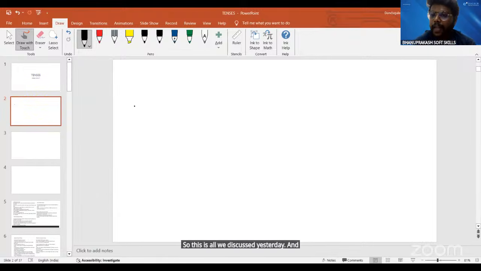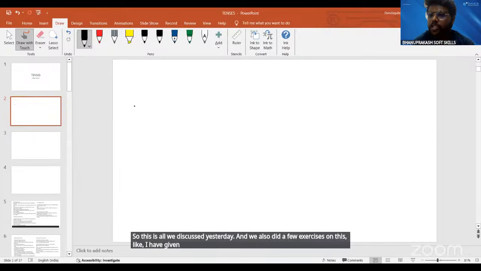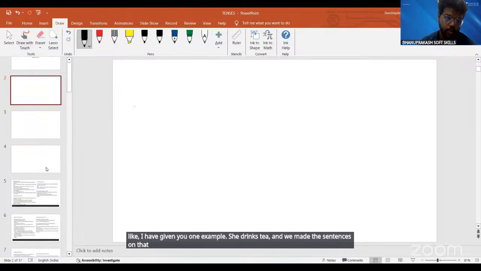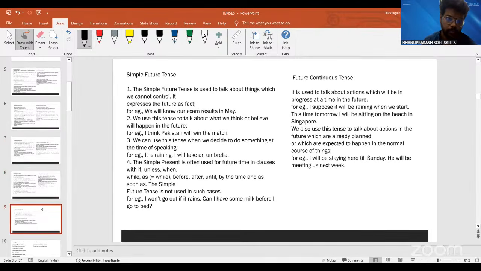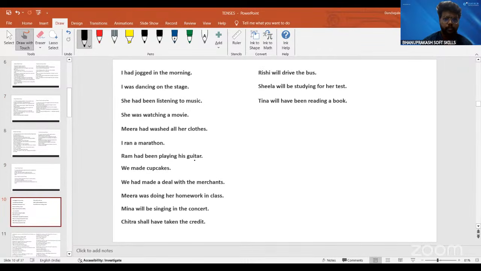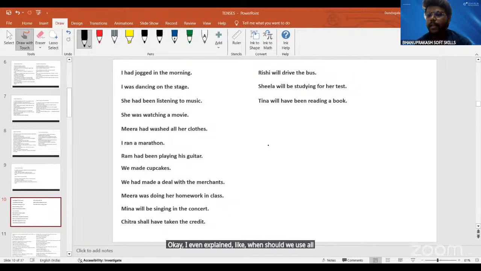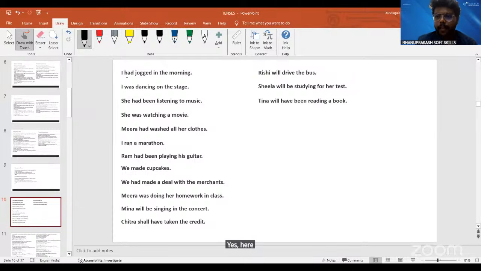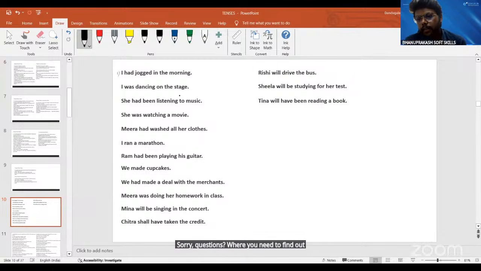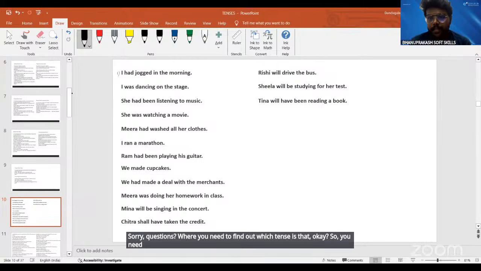And we also did a few exercises on this. Like I have given you one example, she drinks tea, and we made the sentences on that. Let's just do a few other things. I even explained when we should use all these 12 tenses, according to the timings. Here are a few questions on the screen, where you need to find out which tense it is.